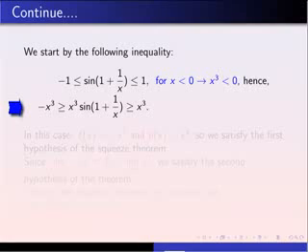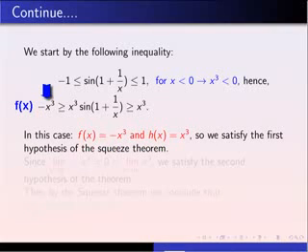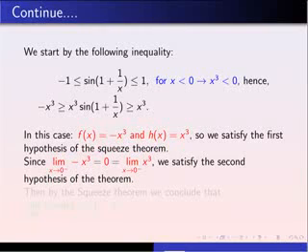And you are going to get x cubed sine(1 plus 1 over x) is going to be less than or equal to minus x cubed and greater than or equal to x cubed. In this case, the function f(x) is going to be x cubed and h(x) is going to be minus x cubed. So we satisfy the first hypothesis of the squeeze theorem. Now let's see what is the limit when x approaches 0 from the left for both of these functions. Since the limit when x approaches 0 from the left for minus x cubed and for x cubed are both going to be equal to 0, we satisfy the second hypothesis of the theorem.